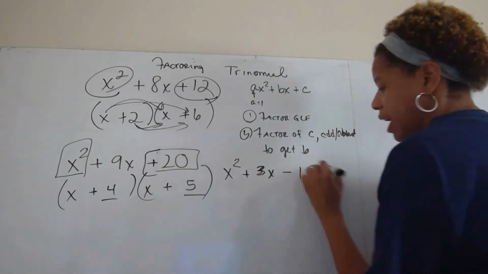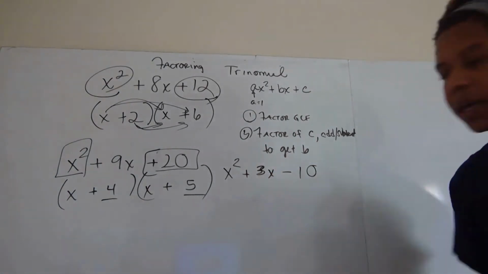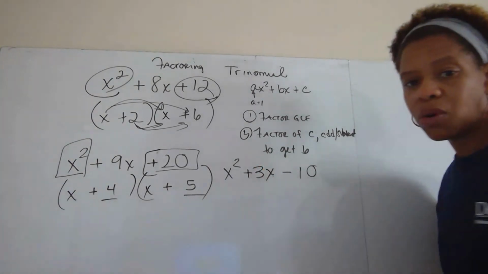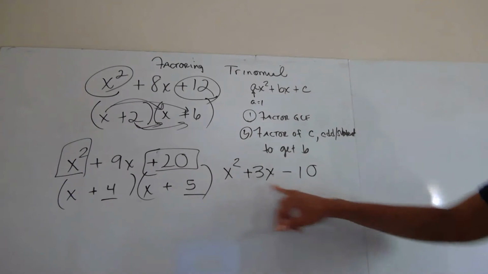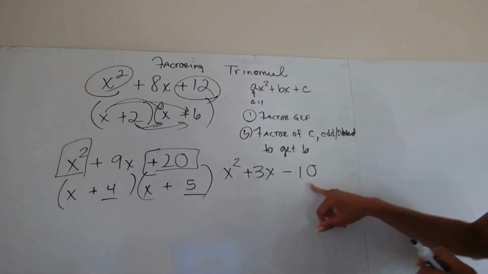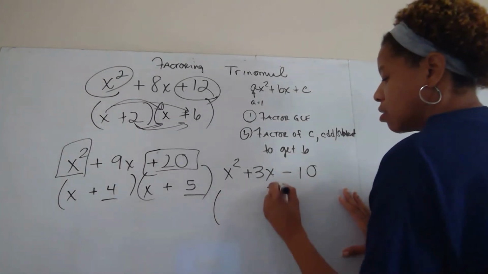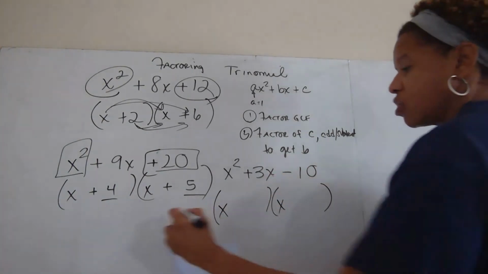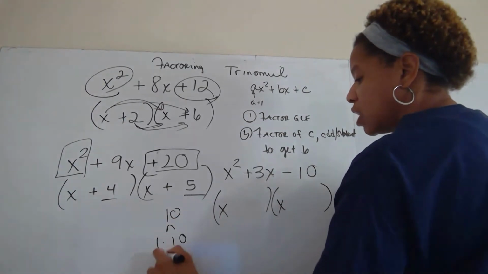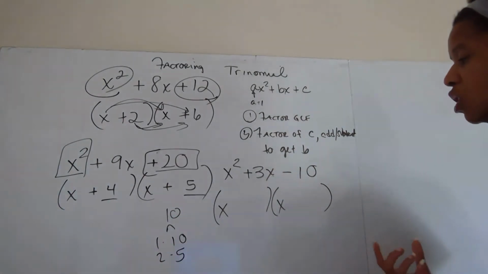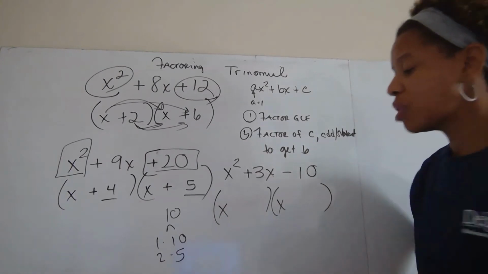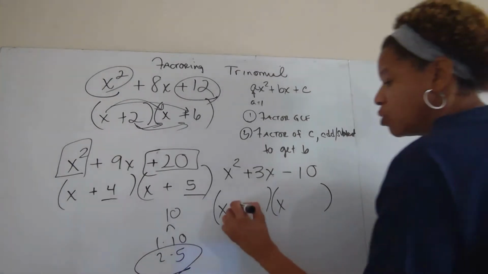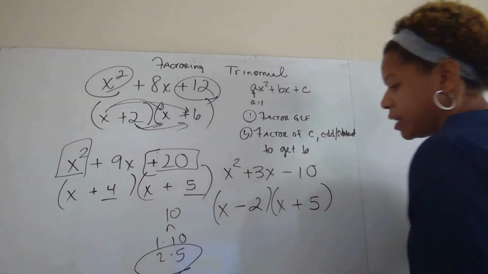X squared plus 3x minus 10. So what we want to do here, same thing. We're looking at it, all right? So we do factors of negative 10 that can give us a 3. So factors of 10, 1 and 10, 2 and 5, right? We did this one. So what are the factors of 10 that can create the 3? The 2 and the 5. But how do they create the positive 3? We use a negative 2 and a plus 5.